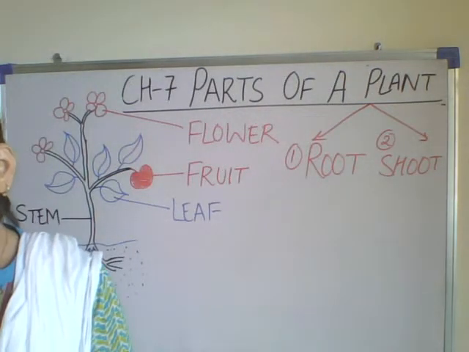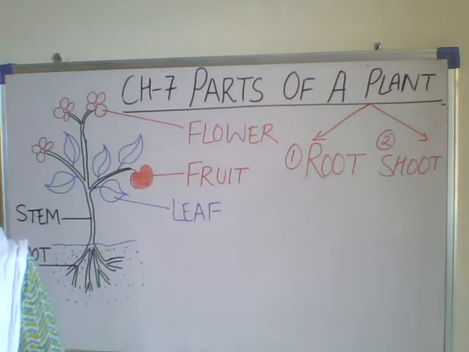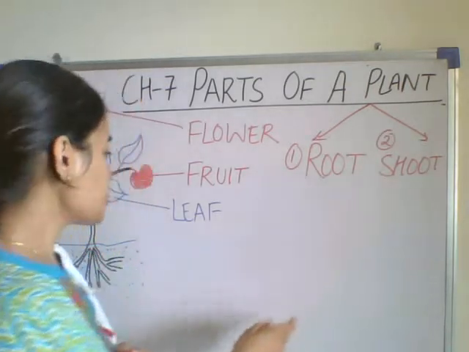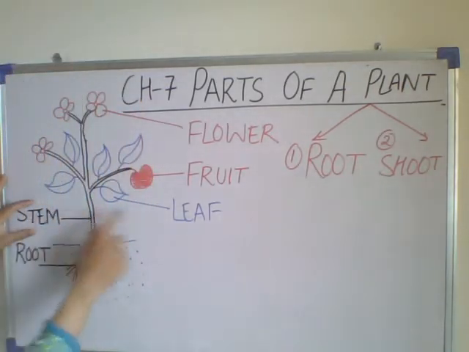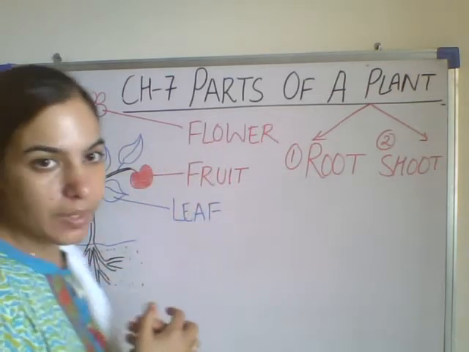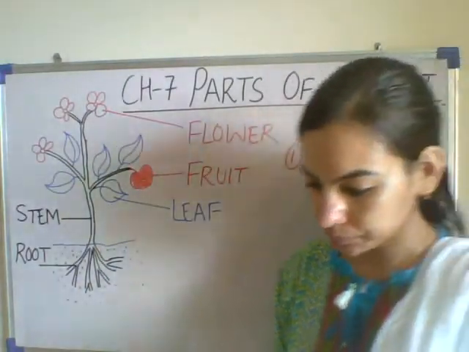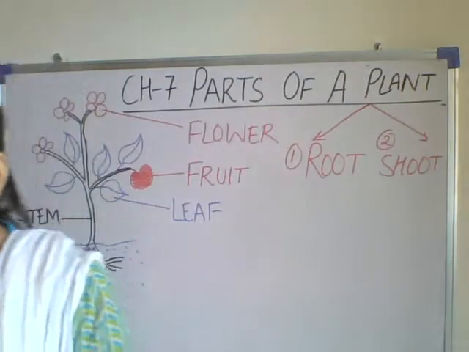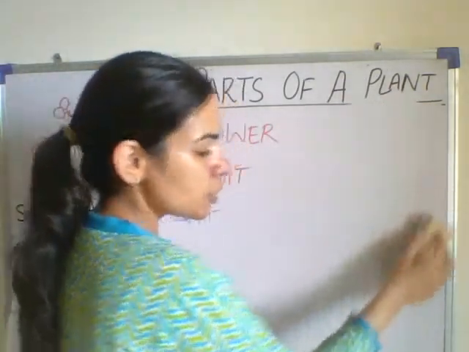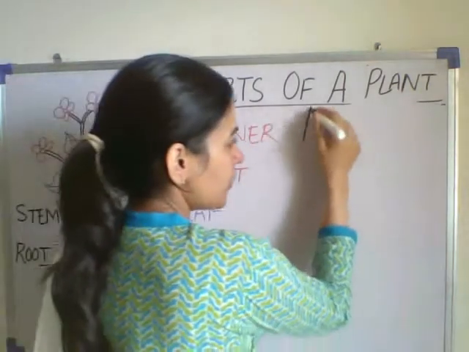The shoot has stem, branches, leaves, buds, flowers and fruit. What does the shoot have? The shoot has stem, leaf, fruit, flower and bud. What is a bud? The bud opens into the flower. In today's class we'll be studying only about the root.